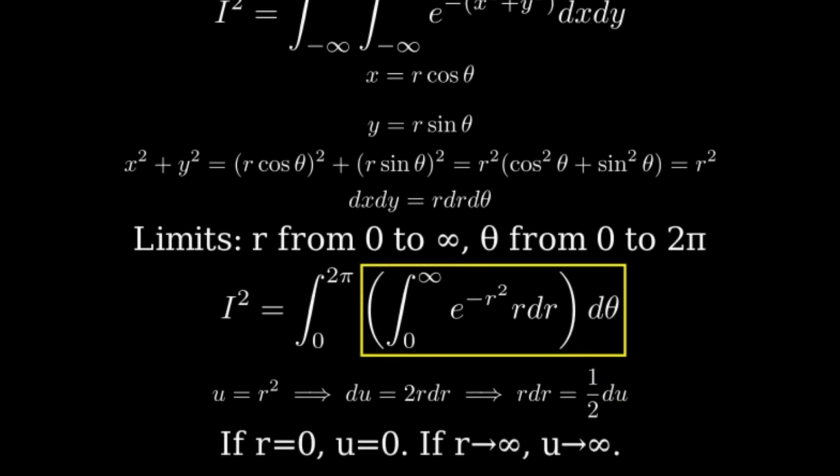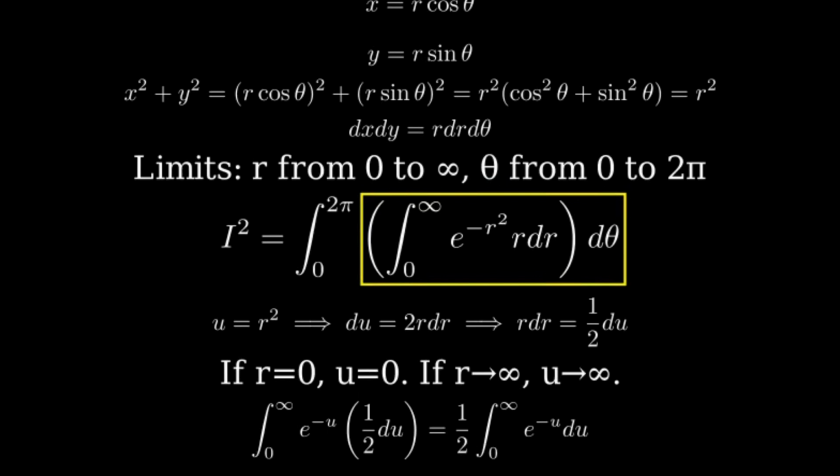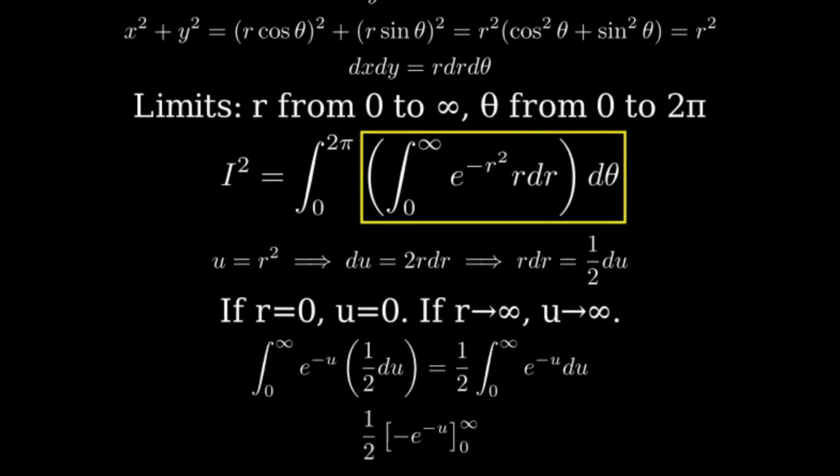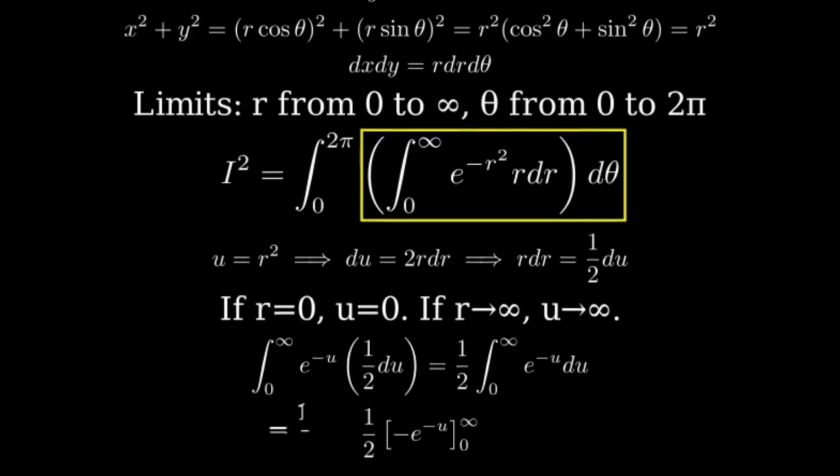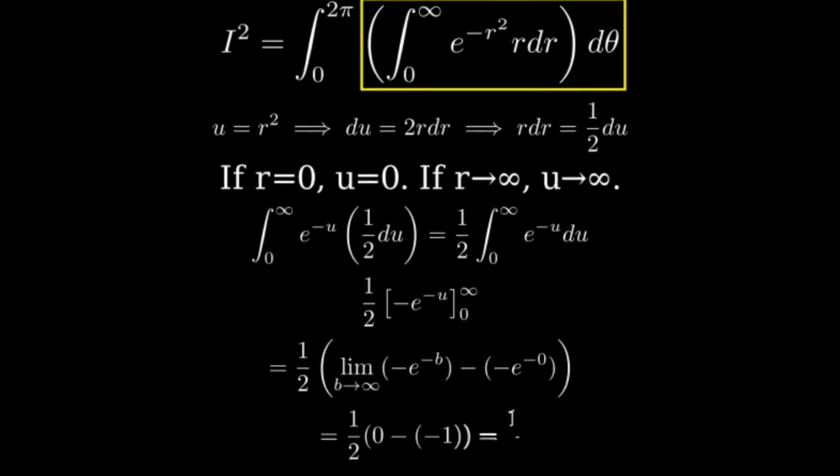The limits also change. When r is 0, u is 0. As r approaches infinity, u also approaches infinity. Substituting these into the inner integral gives us the integral from 0 to infinity of e to the negative u times 1/2 du. The integral of e to the negative u is negative e to the negative u. Evaluating this from 0 to infinity gives 1/2 times 0 minus negative 1, which equals 1/2.